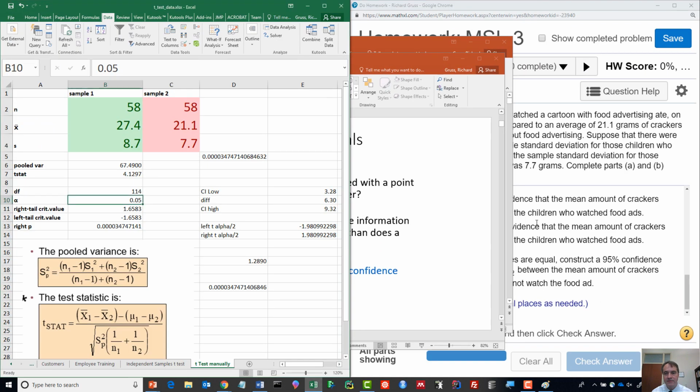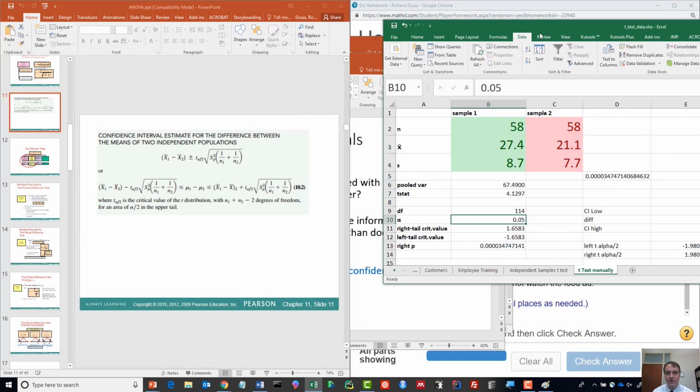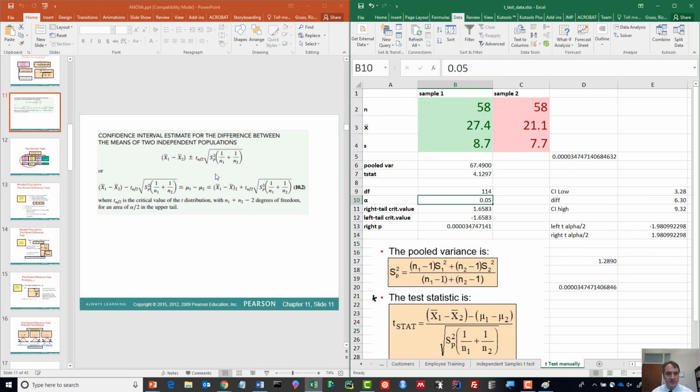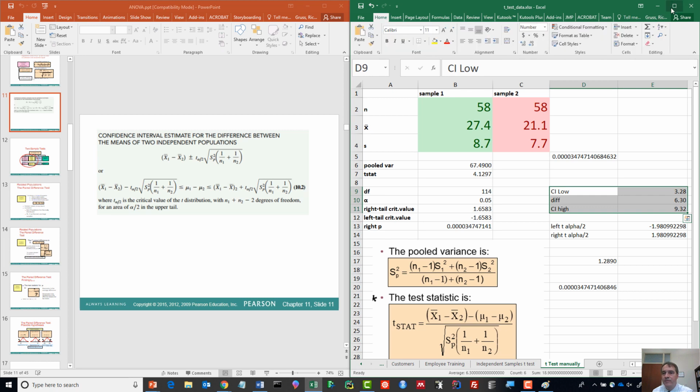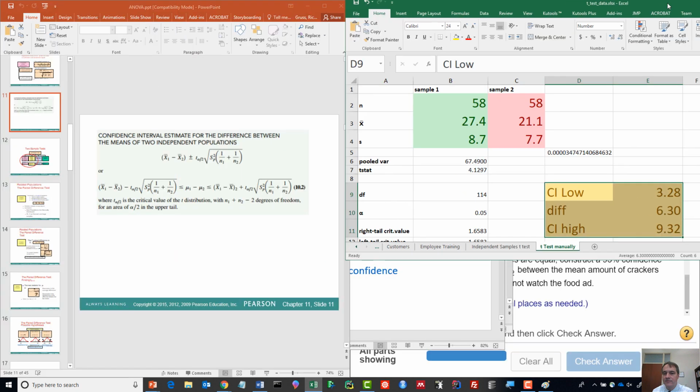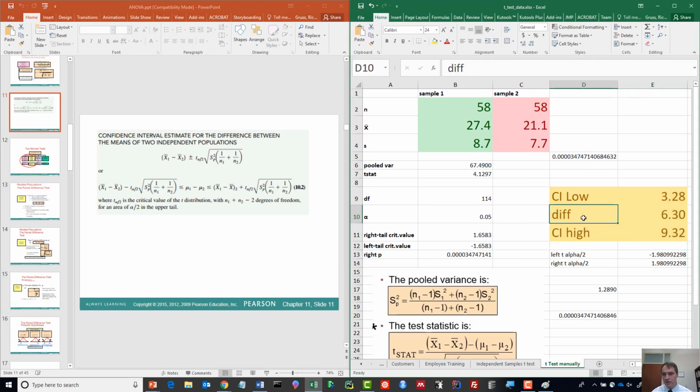So I gave you a spreadsheet that will calculate this for you. And once again, it's just a straightforward plugging values into this formula here. But over here on the right of the spreadsheet, I've calculated the difference here. So this right here is going to be where that confidence interval is calculated. Okay, so you start off by having that center value here, this difference between the two means, x bar 1 minus x bar 2, and that's what this is here. So that's just 27.4 minus 21.1, and that's the difference right there. So that's going to be the middle value.